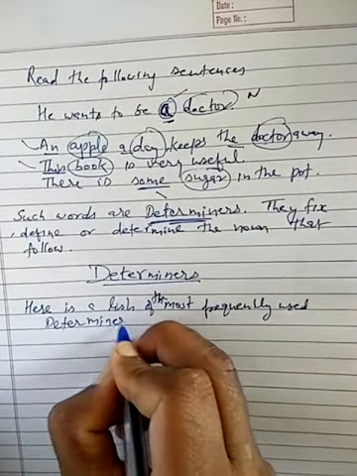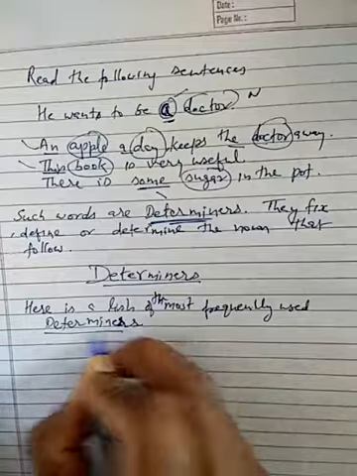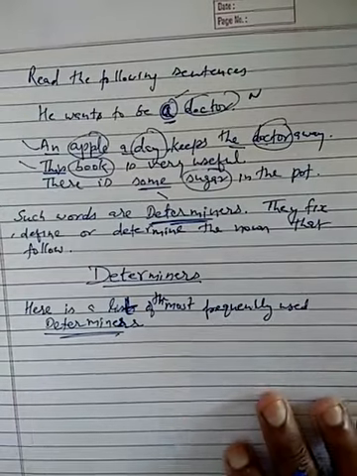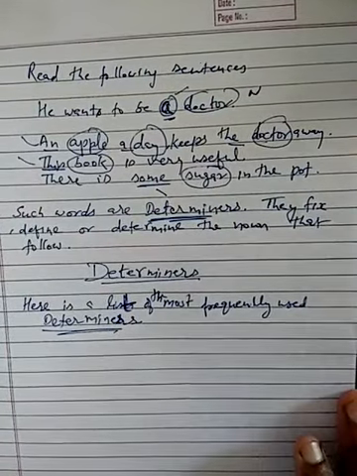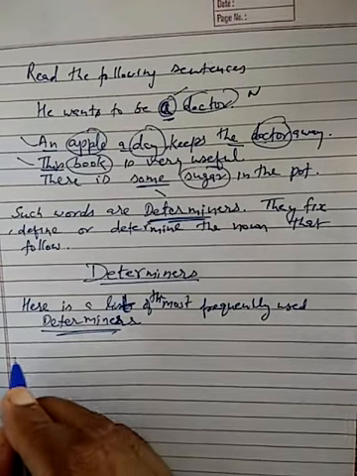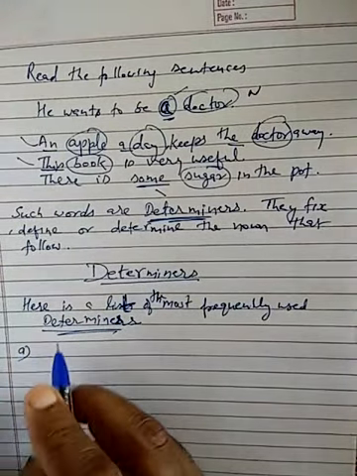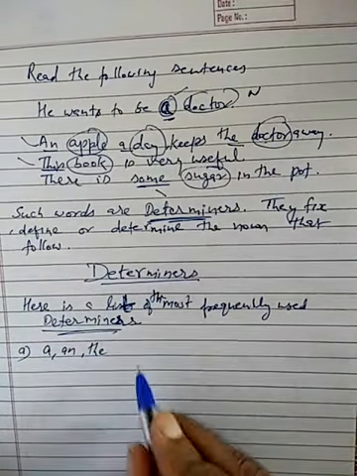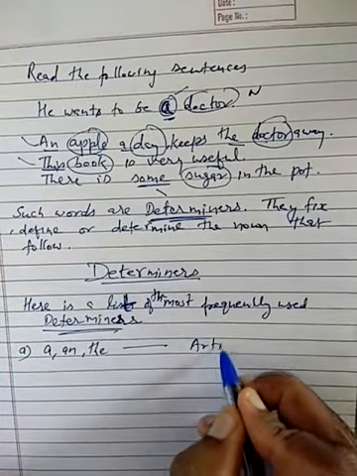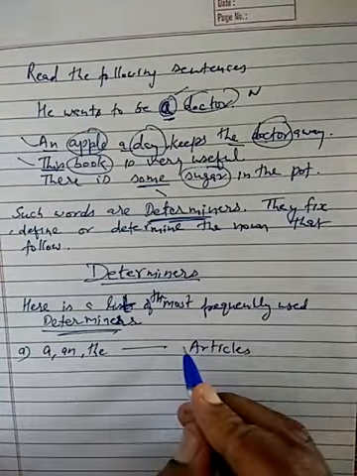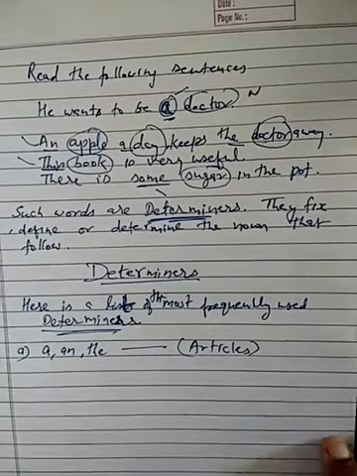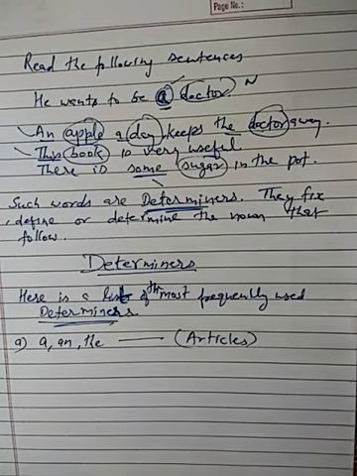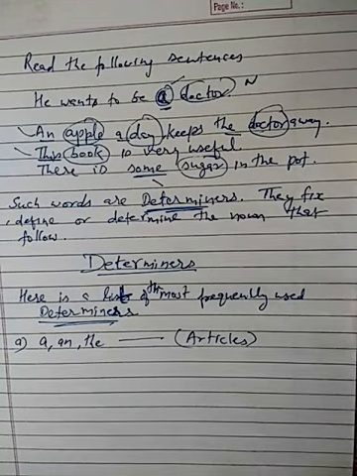Okay, determiners. Please be careful with the list of determiners. I'm going to write this list. Okay, so here the first are a and the. Okay, and they are called articles. They are used before a noun to fix their limit, to determine whether they are used in a general sense or in a particular sense.